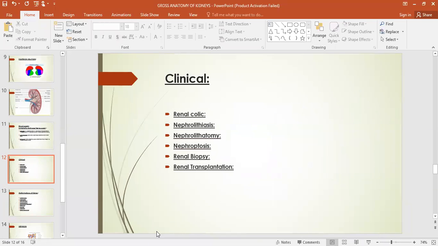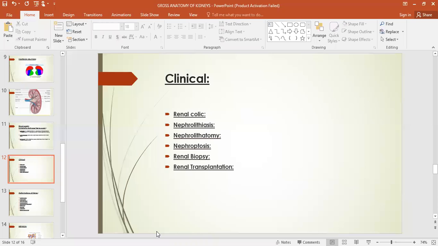this is the kidney. What is renal colic? What is nephrolithiasis? What is nephrotomy? What is nephrectomy? What is nephroptosis? How renal biopsy is taken, and how renal transplantation takes place.